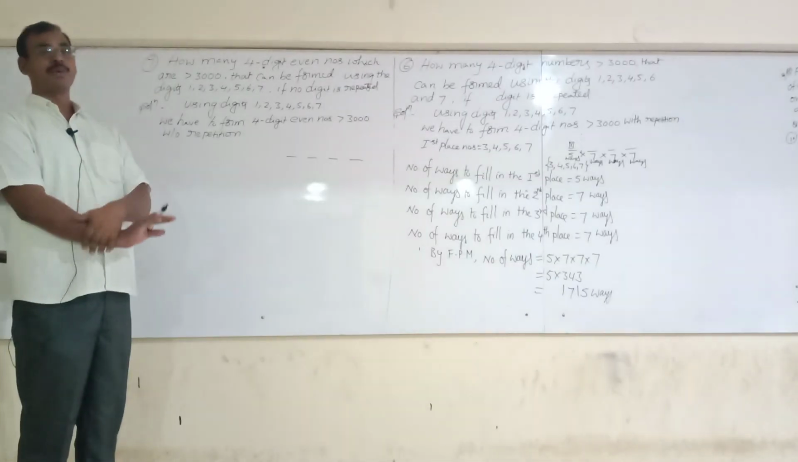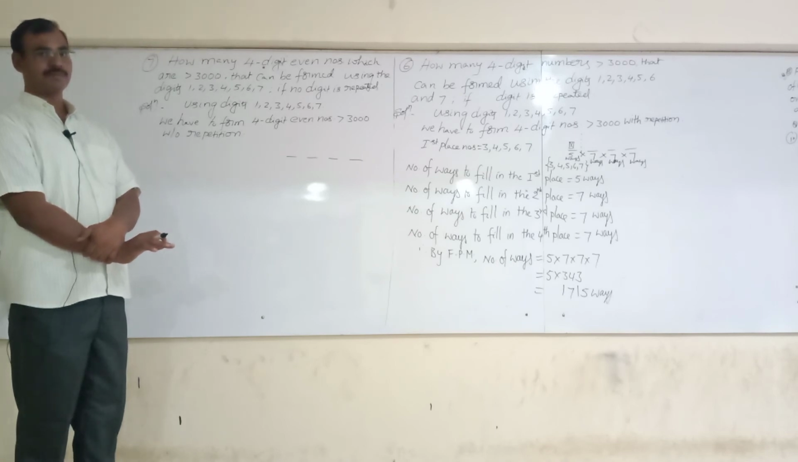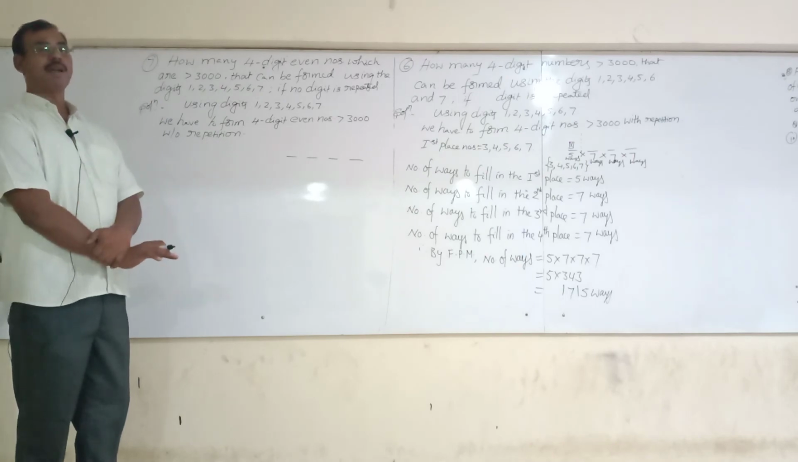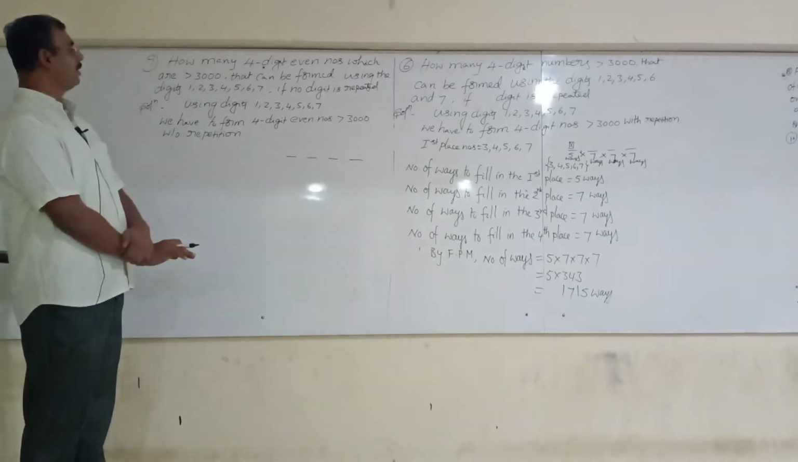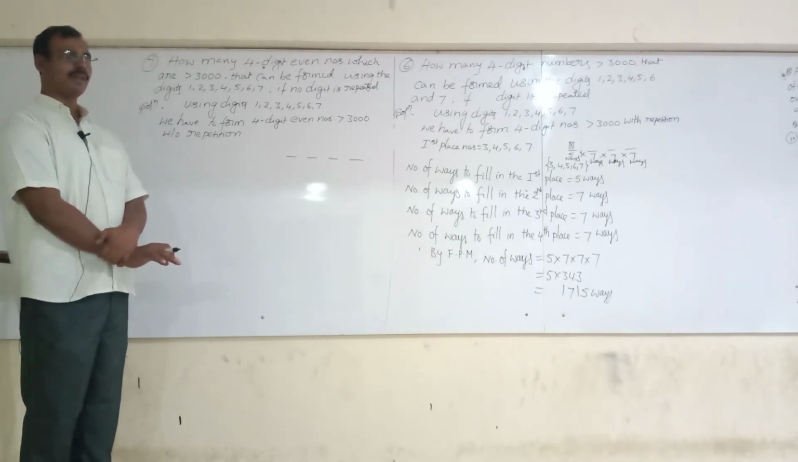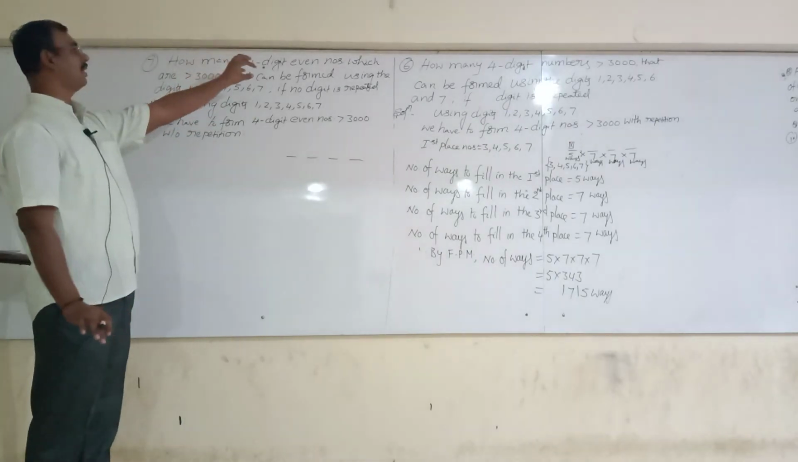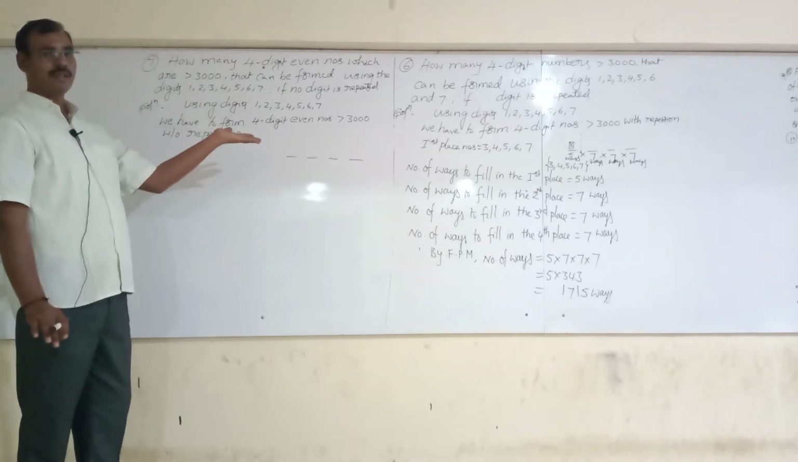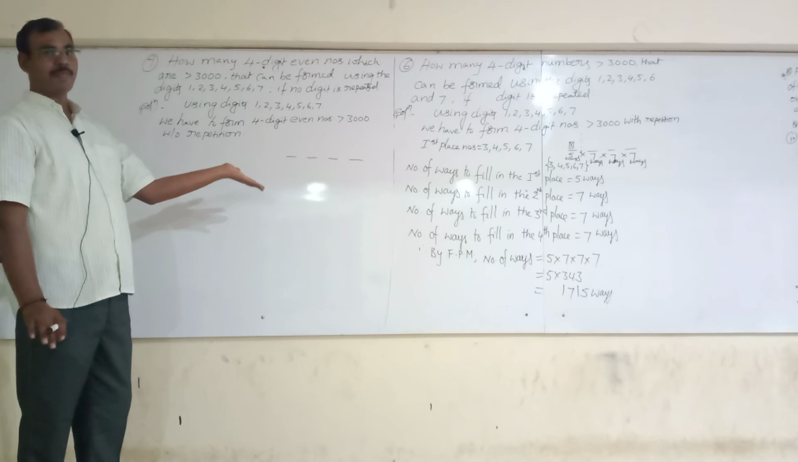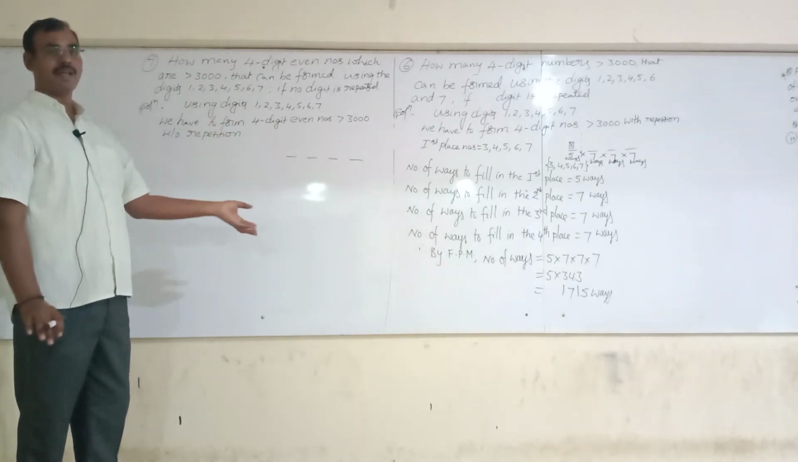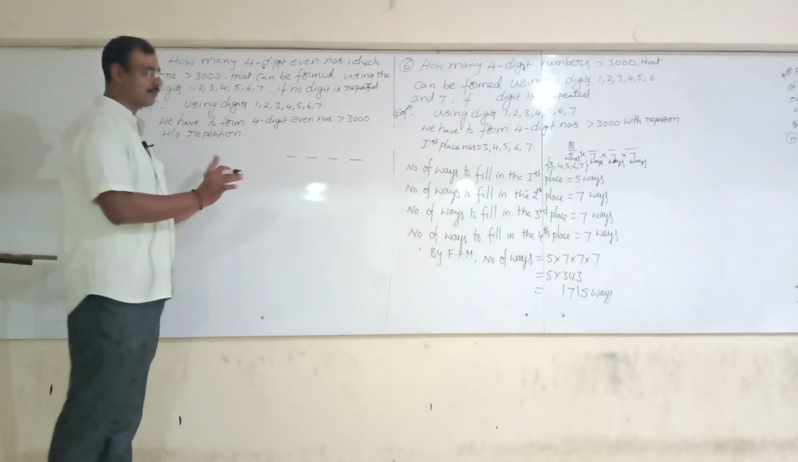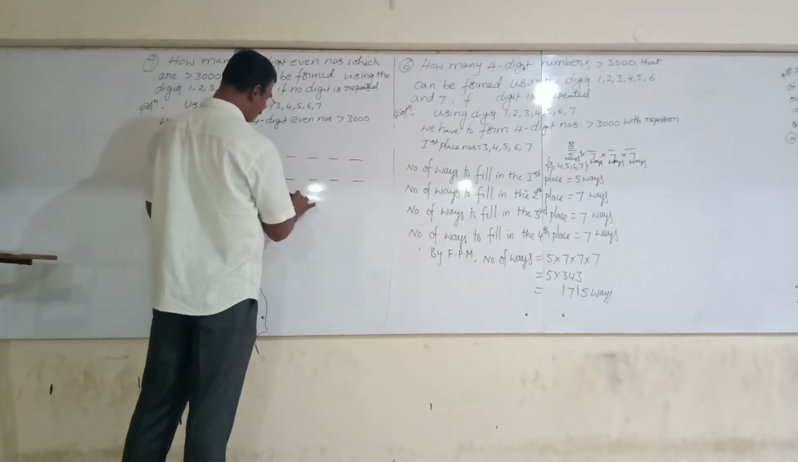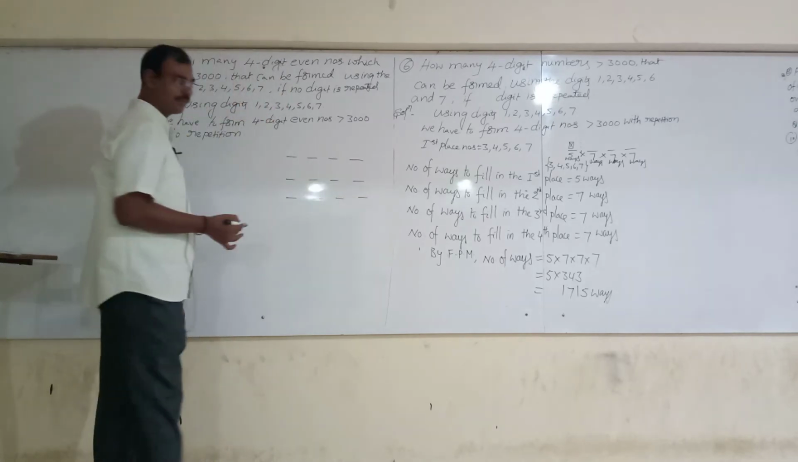Always think: whenever two primary conditions are given in the problem, the best idea is to break into cases at one of the conditions. Anyone. So here which conditions are there? Even numbers and more than 3000. Even numbers means what is the mandatory condition? We must fill the unit place. So at the unit place, what are the even digits? 2, 4, 6. So we should break into 3 cases.